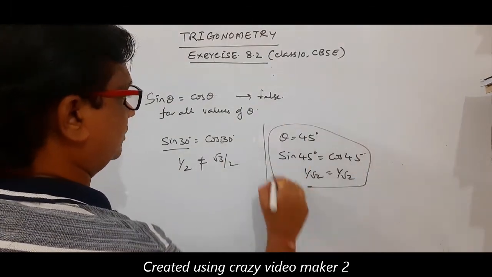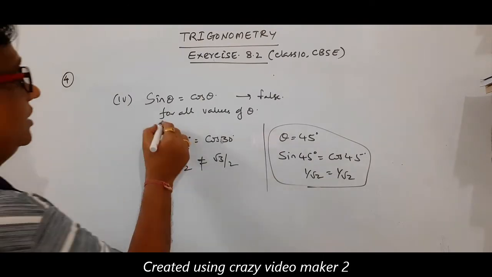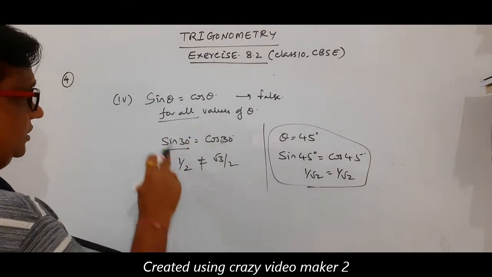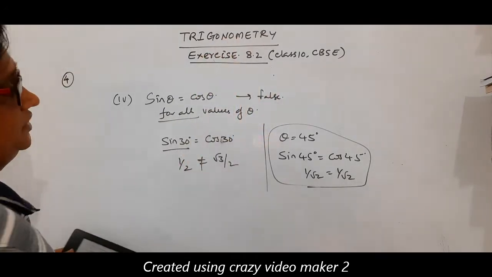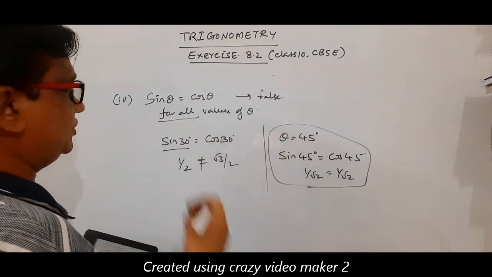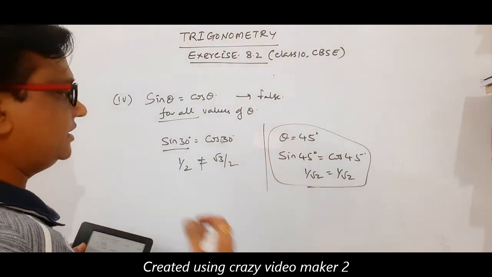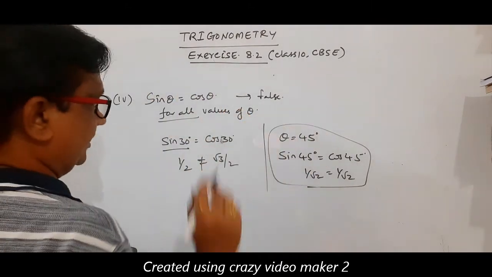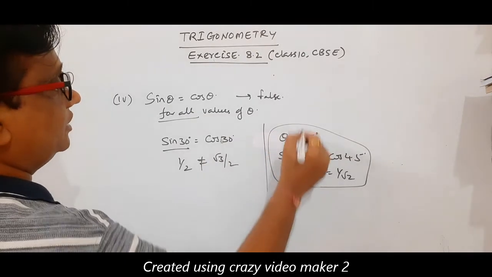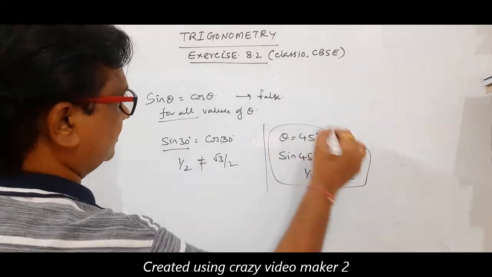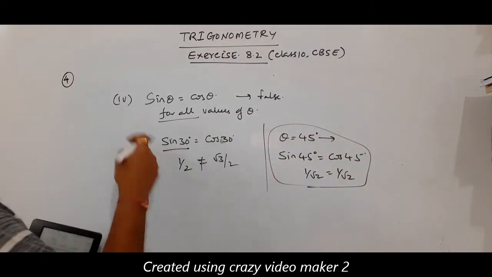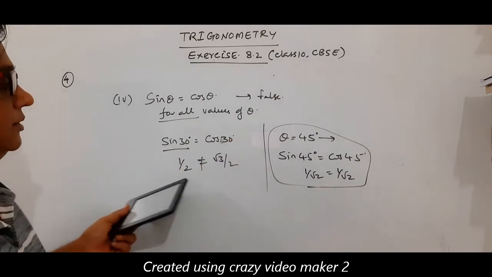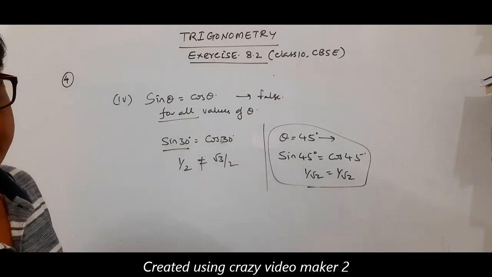This is the only case, because they are asking for all. So sin theta equals cos theta for all values of theta means you take 0, 30, 60, 90, anything, and both should be equal. It is not possible. It is possible only when theta equals 45. So if you take sin 30 equal to cos 30, it is not possible, because 1 by 2 is not equal to root 3 by 2.